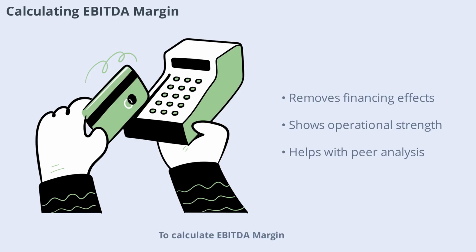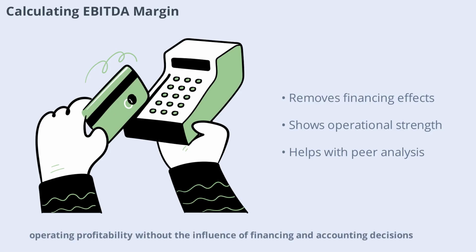To calculate EBITDA margin, divide EBITDA by total revenue and multiply by 100 to get a percentage. The formula is EBITDA margin equals EBITDA divided by revenue, times 100. This ratio helps analysts and investors understand a company's operating profitability without the influence of financing and accounting decisions.